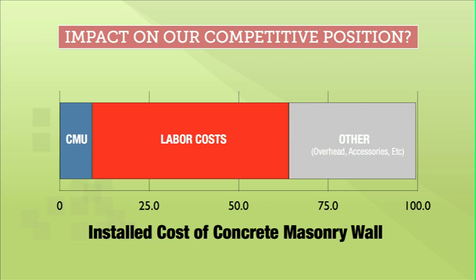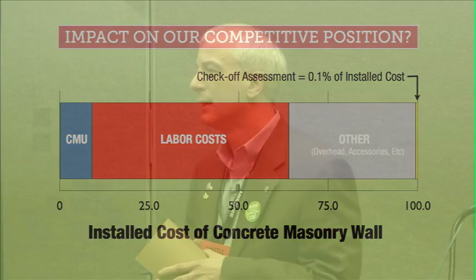And then there's other costs that go into the final installed price of the wall system. That could be the cost of mortar, of grout. It could be overhead associated with managing the installation process. So when you look at a penny a block, we're looking at something in the magnitude of 0.1% of the overall cost of the wall. And so the question that we have to ask ourselves is, does this adversely affect our competitive position? I'm not sure that 0.1% is the issue that's going to make the decision on whether or not to choose concrete masonry or something else.